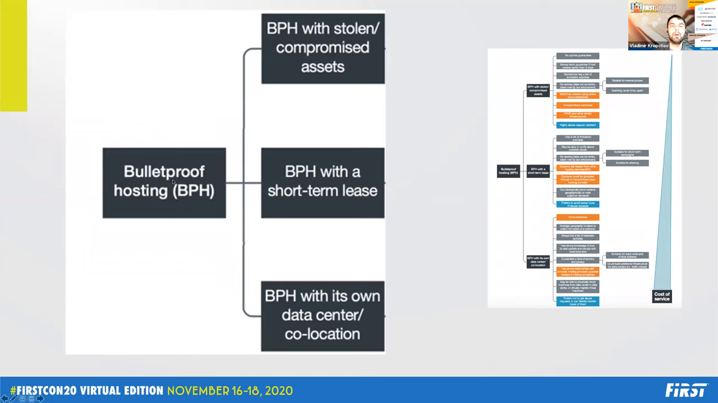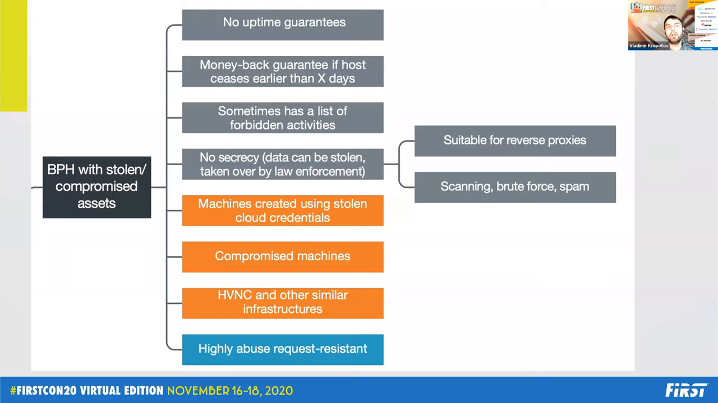Hosting on stolen and compromised assets, hosting with short-term lease, where legitimate ISPs are used to host assets, and own data centers. On the right side, we can see the cost of this service, which grows from hosting on compromised assets to own data centers. So why is hosting on compromised assets abuse resistant? Because criminals have a very big pool of compromised assets, and the services running on those hosts, like scanning, brute force attacks, spam campaigns, or proxies, are expected to have a very short TTL, a very short lifespan, which means criminals have already done what they wanted before abuse arrived.